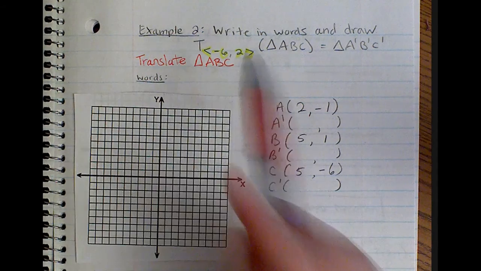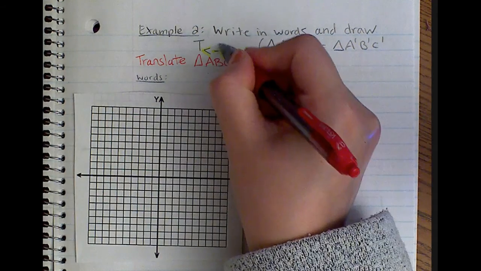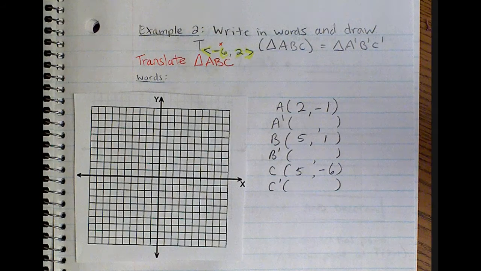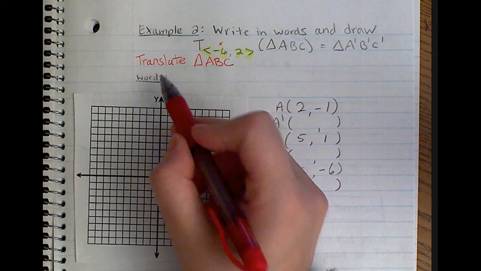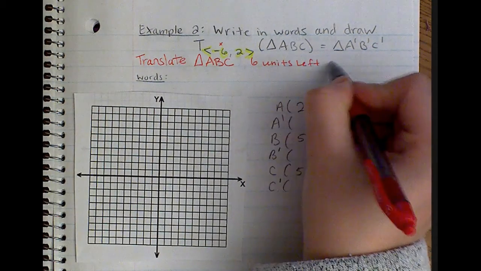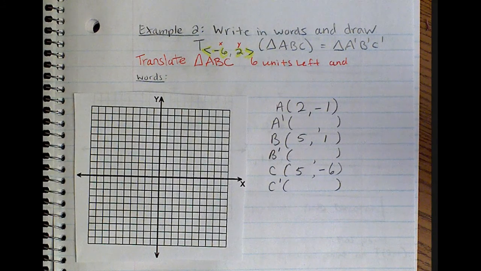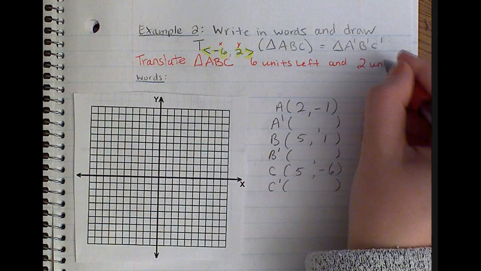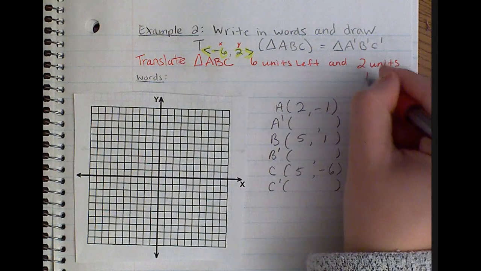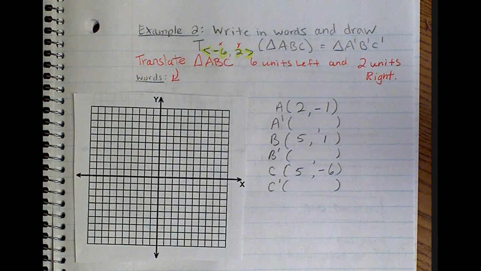So if there's a negative 6 in the first part of my vector, remember that is like the X movement. So that means if it's negative 6, we'd be going 6 to the left. So translate triangle ABC, 6 units left. And for my Y movement, there's a positive 2. So 2 units. If it's positive, that means we're going up. So that's how you would write that out in words.